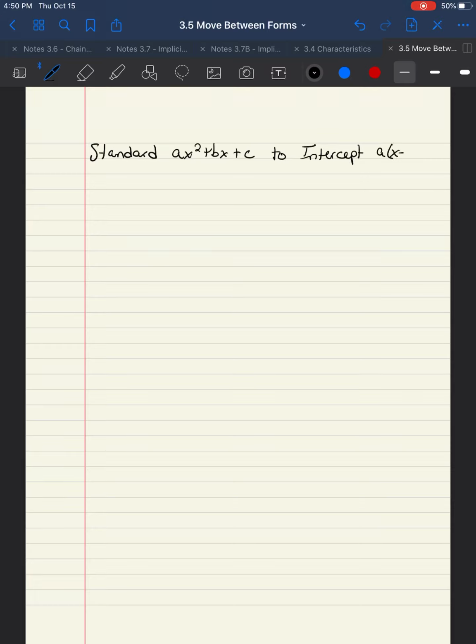Okay, now we're going to talk about how we're going to go from standard form to intercept form. And to do this, we are simply going to factor. Yep, that's it. We just have to factor.